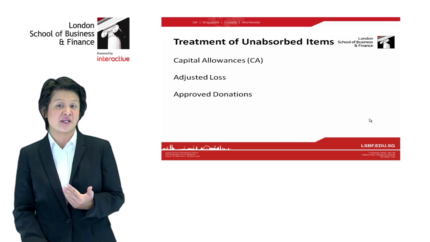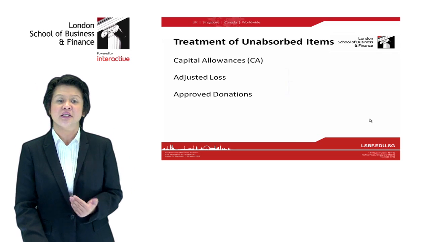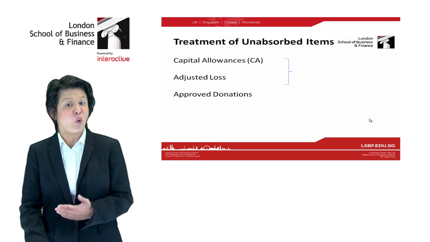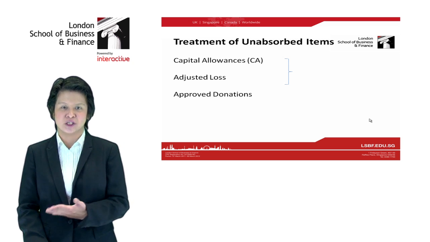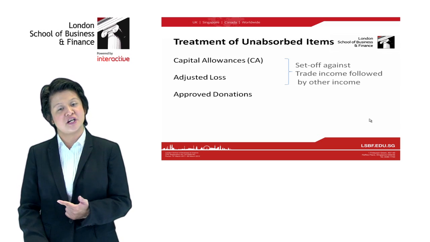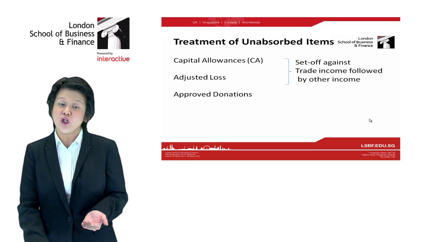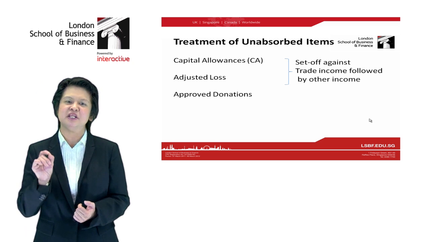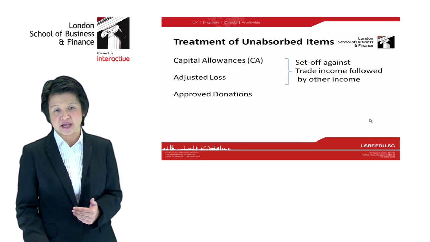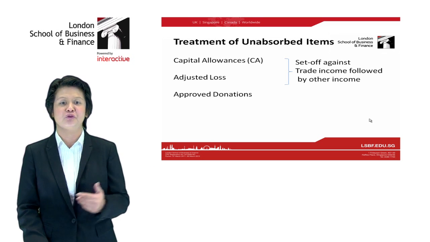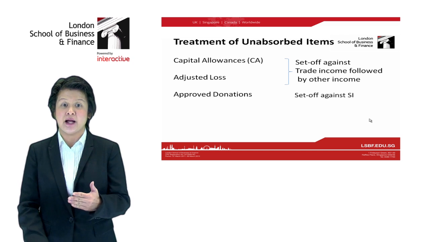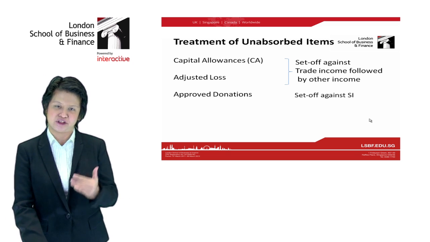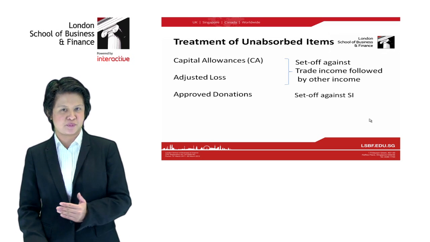For adjusted loss as well as capital allowances, the first two items, the treatment would be where a taxpayer claims capital allowances as well as where the taxpayer has unadjusted loss. We say these two items will first be set off against the trade income followed by your other income. However, for approved donation, it will be a little bit different. For approved donation, we say taxpayer will be using their approved donation and set off against their SI, which is basically statutory income.